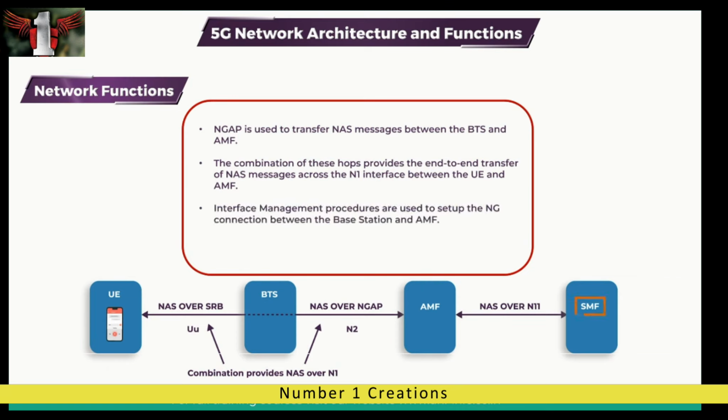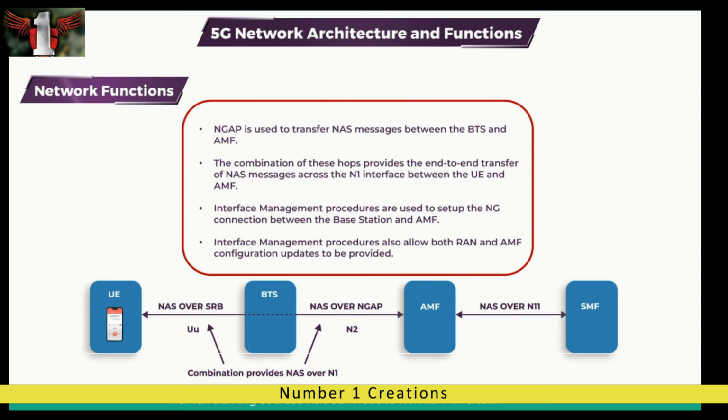Interface management procedures are used to set up the NG connection between the base station and AMF. Both the N1 and N2 interfaces use the NG connection between the base station and AMF. Interface management procedures also allow both RAN and AMF configuration updates to be provided. For example, the RAN configuration update allows the base station to inform the AMF of any changes to the supported PLMN and tracking areas.